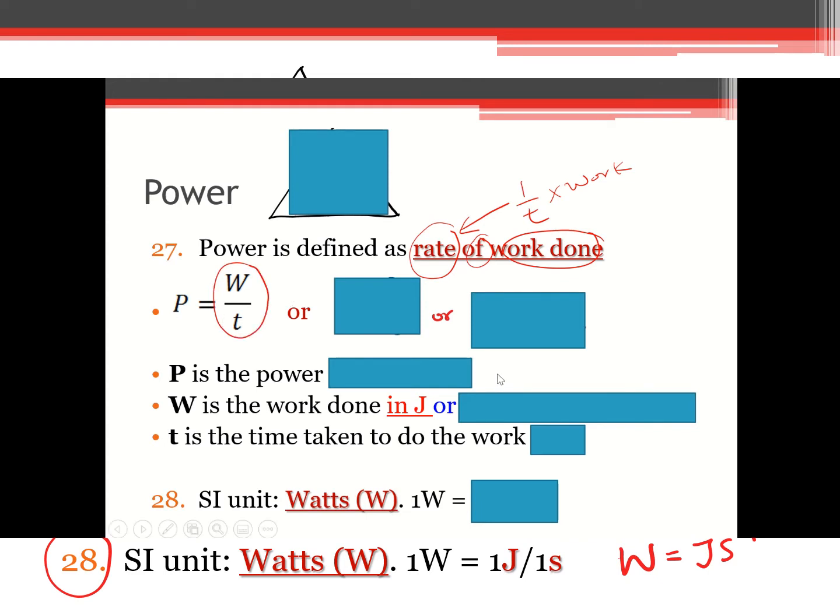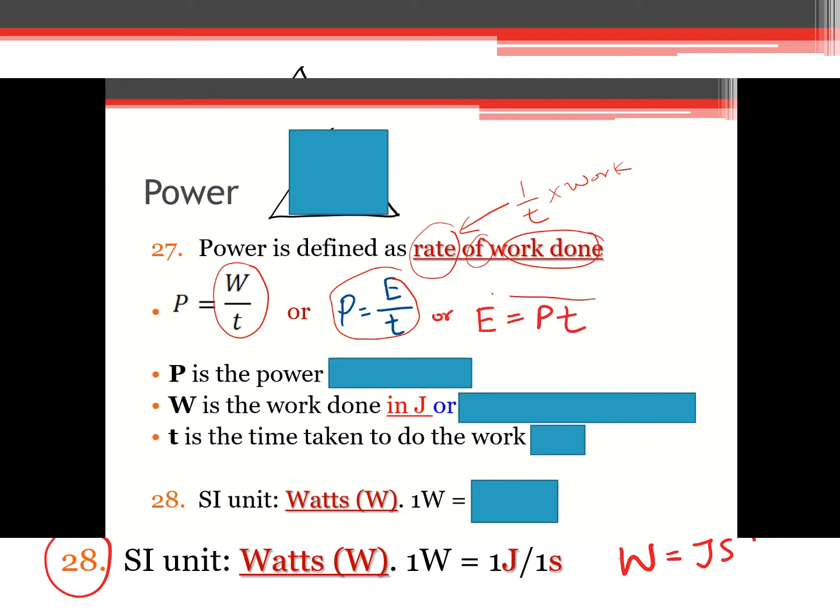However, remember work is also energy, so the formula is also energy over time. So you can write beside W over T, it is also E over T. Many a time I also write in multiplication form, when you want to write the relationship between E, energy, and power. E equals power times time. This is another way of showing the formula.